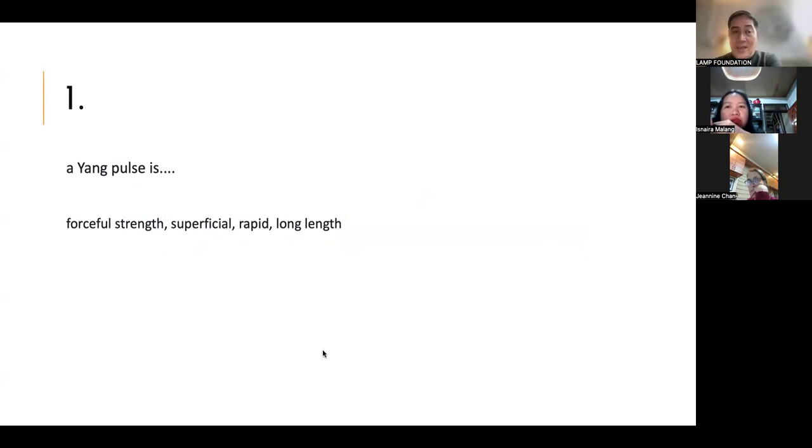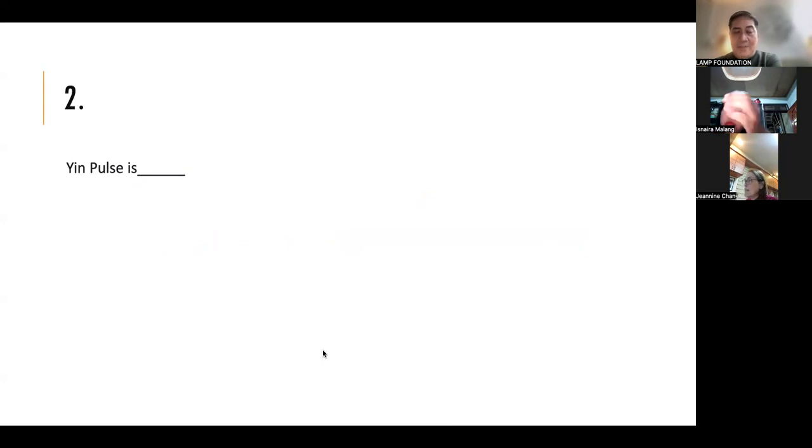So alam nyo na. So ang yin pulse is opposite. Yin pulse, who would describe? Weak or soft. Weak, deep, slow, short. So pag sinabing short, it doesn't really fill out all the 3 positions.